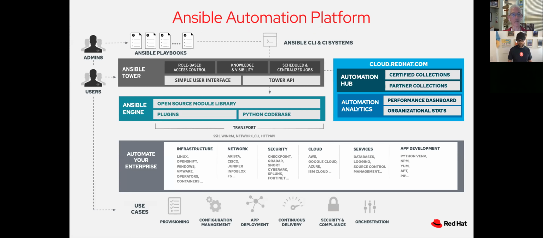It also gives you all of that role-based access control and the enterprise security that you need to manage all of this. And then relatively recently, I think it was in December, we released some products that are part of the platform that are available on cloud.redhat.com. And that's the Automation Hub and Automation Analytics.